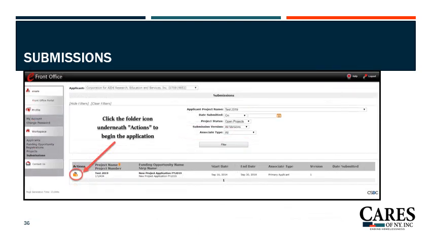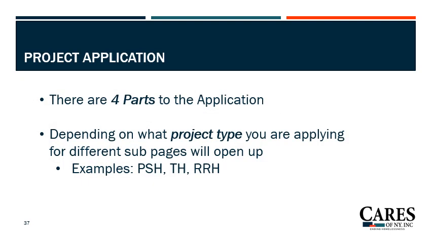After hitting the Filter button, your project will appear in the table below. Because your program name will be unique, only one project should be listed here. Click the folder icon under the Actions column, as pictured in this image. This will open your new project application. Each application has 4 parts to it. Depending on what project type you are applying for, different subpages will open up under each part of the application.